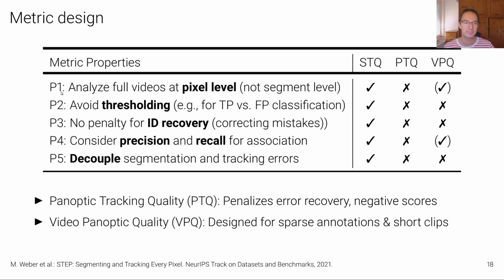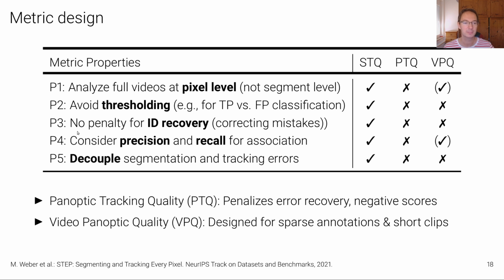For example, the first property that we want from such a metric is that we want to analyze full videos at the pixel level, not at the segment level. We want every pixel to matter in the evaluation. And this is something that STQ is able to do, but not PTQ. We also want to avoid thresholding. Often when comparing segmentations, there's a threshold. If you compare an instance segmentation, there's an IOU threshold. And if you're slightly above the threshold, then this is counted as a positive. And if it's below the threshold, it's not counted as a positive detection. And this is very brittle, of course, and depends a lot on the threshold choice. So we'd like to avoid this choice of the threshold.